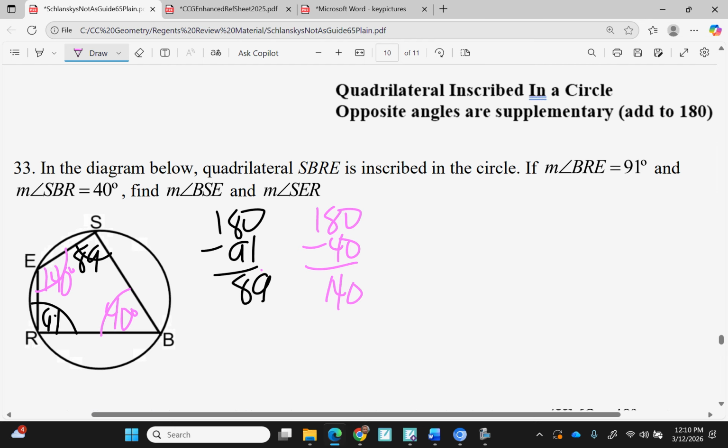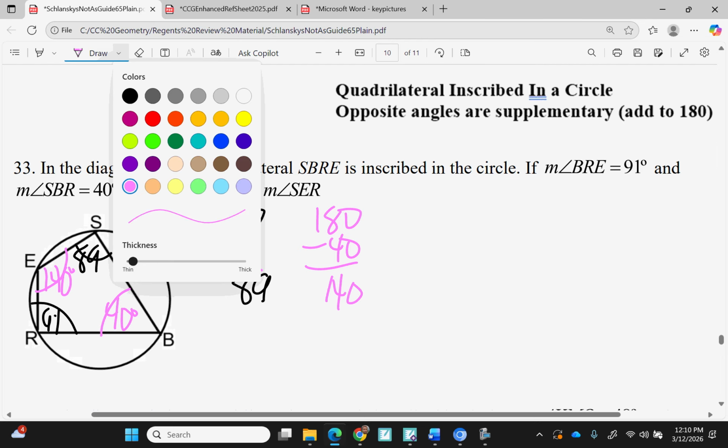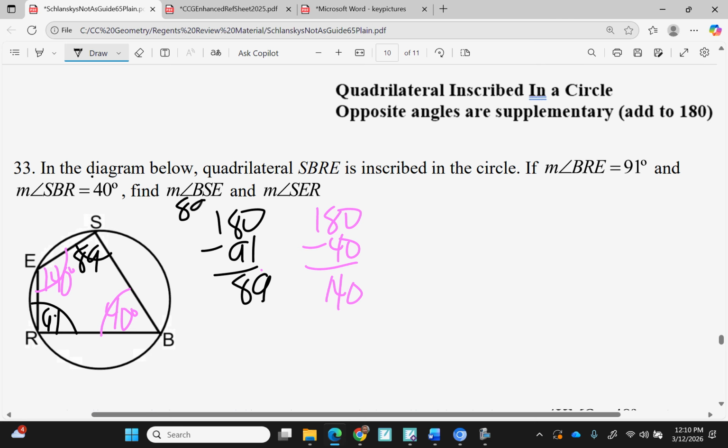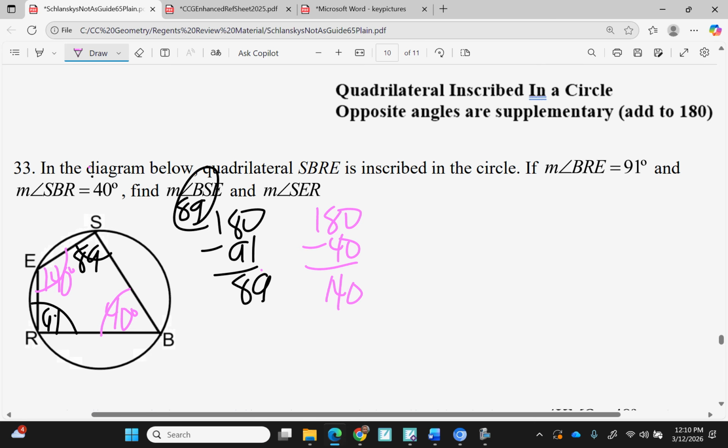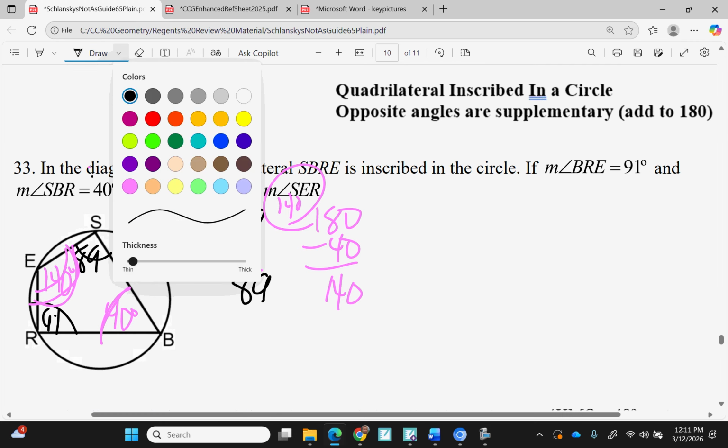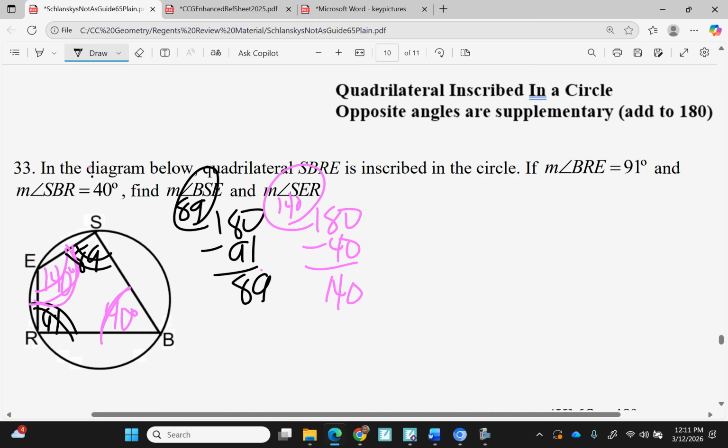That's it. BSC is 89. SER is 140. That's it. When I have a quadrilateral inscribed in a circle, the opposite angles add to 180. So the pinks add to 180 and the blacks add to 180.